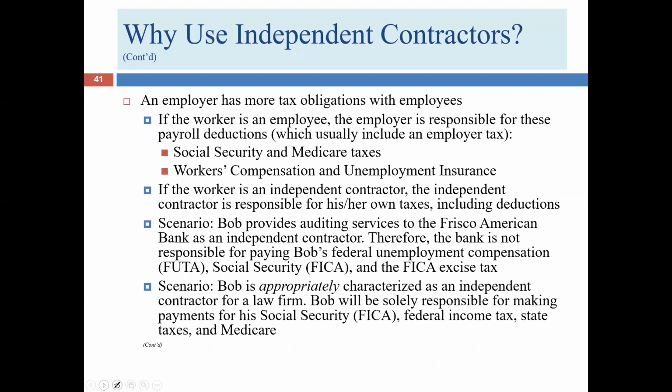You don't have to do withholding. Of course, that doesn't cost you money, but you also don't have to pay your share, the employer's share of Social Security and Medicare, as well as workers' comp and unemployment benefits. Those taxes are by no means trivial, and so they're definitely something to consider. Obviously, the independent contractor still has to pay those taxes, especially the federal income tax, but it all becomes his or her responsibility to do so.